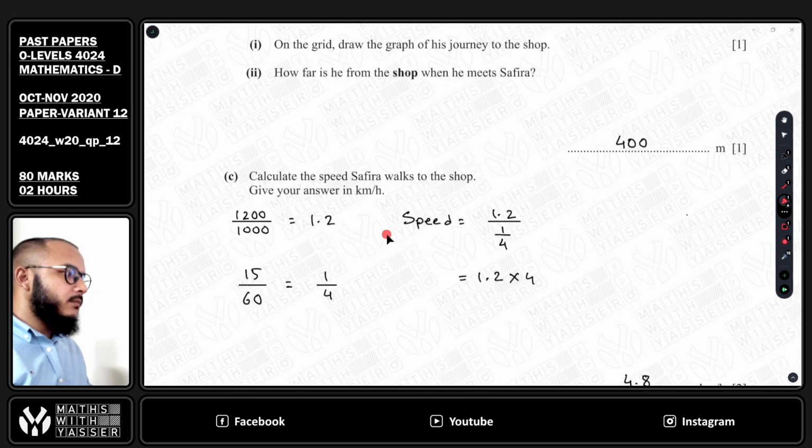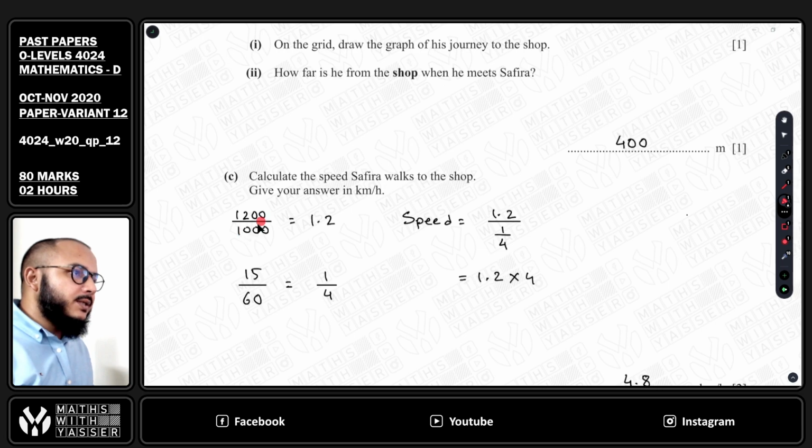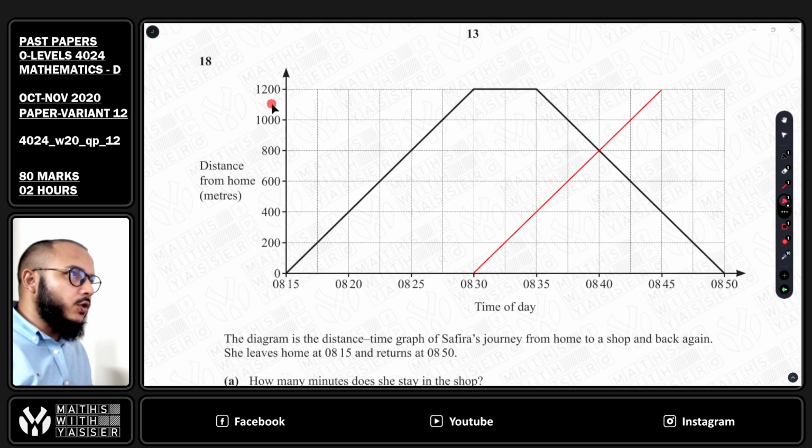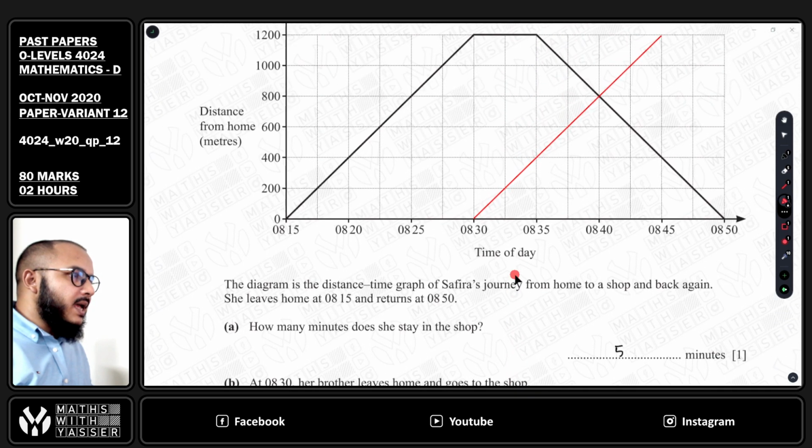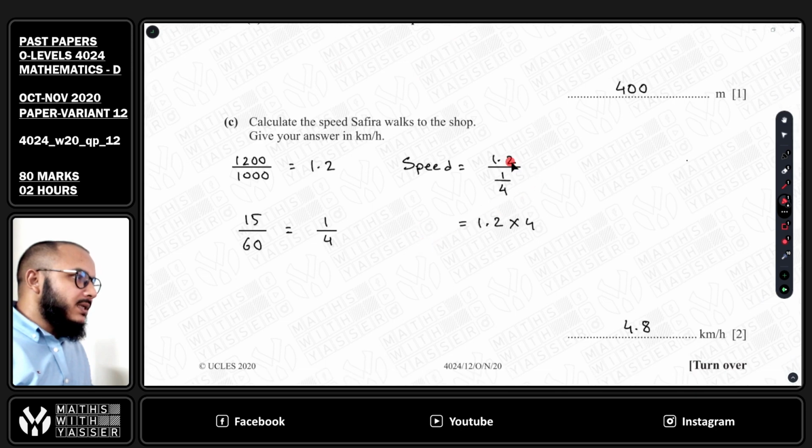But first let's convert these meters to kilometers. 1200 meters is how far the shop is. 1200 meters divided by 1000 gives me 1.2, and that is the distance in kilometers. And we know that speed is distance over time. The time she took was from 8:15 to 8:30, and that is a quarter of an hour. So this is in kilometers and this is in hours. So 1.2 over a quarter of an hour.